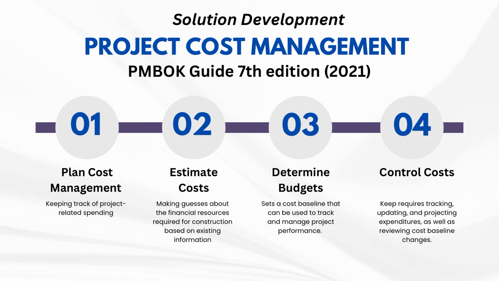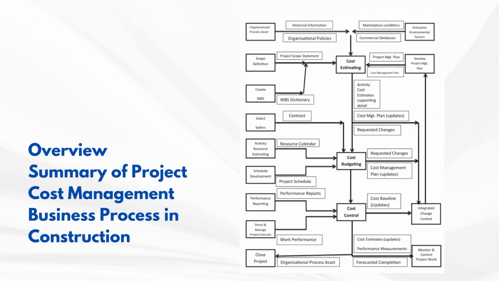The budget should be adjustable in order to reflect clients' realities and comply with revised forecasts. Lastly, control cost requires tracking, updating, and projecting expenditure, as well as reviewing cost baseline changes. This is an overview summary of the project cost management business process in the construction industry.